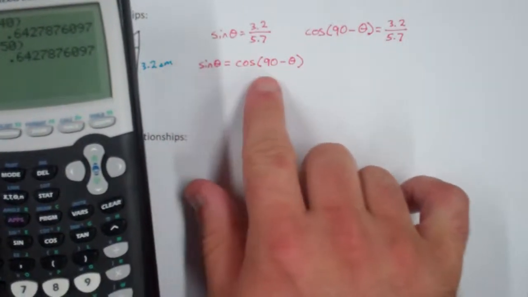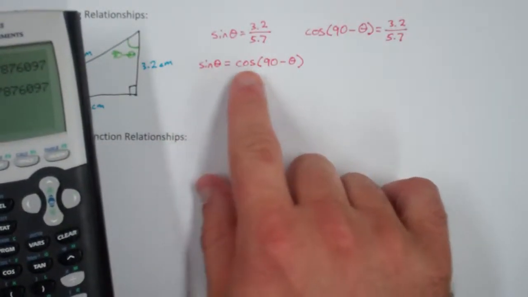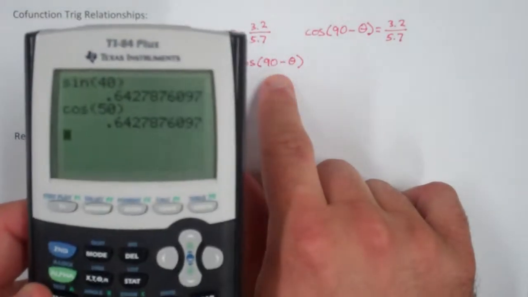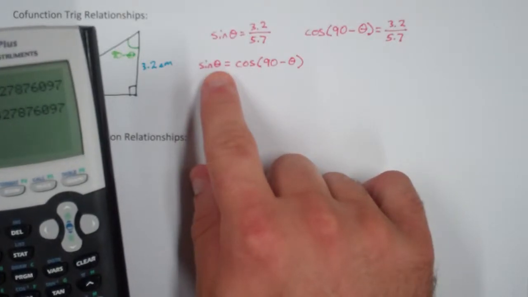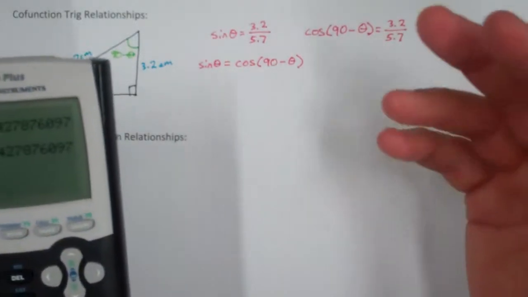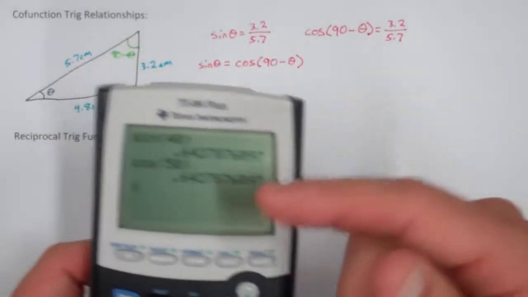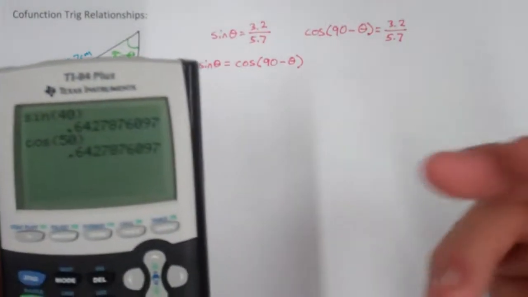This is more generalized because we haven't actually put a value in here for theta, but this relationship does hold true, and it will hold true for any value of theta, not just 40 and 50, or 40 degrees for theta, and then 90 minus that would be 50 here. It'll work for anything.